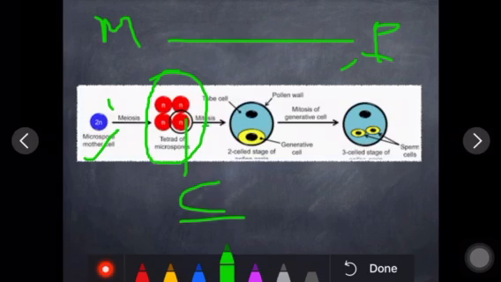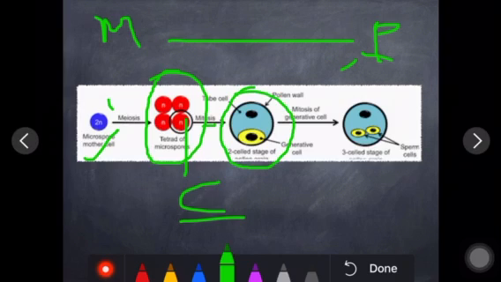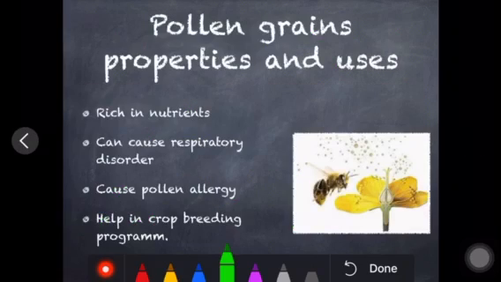It will proceed with mitosis. By mitosis, they will form the pollen grain. So the pollen grain initially has how many cells? 2. The bigger is called vegetative, the small is called generative. Then if the generative cell further undergoes mitosis, this is vegetative only and these two are generative. So we can say this is the 3 cell stage and this is the 2 cell stage. So this is the story about pollen grains.